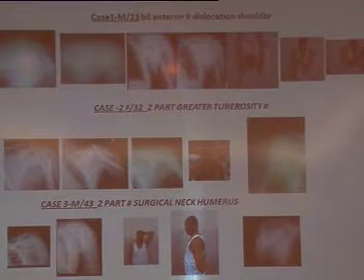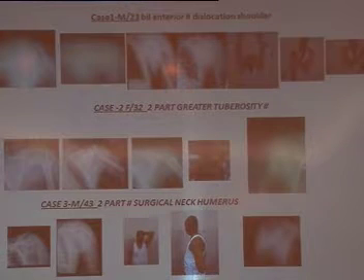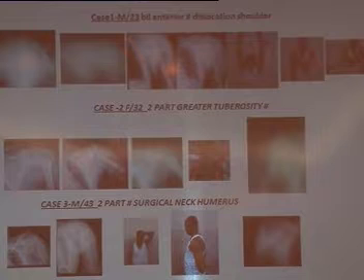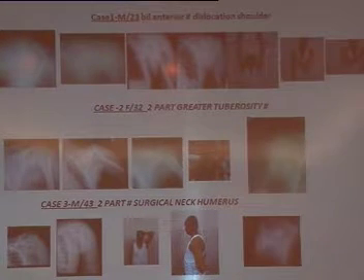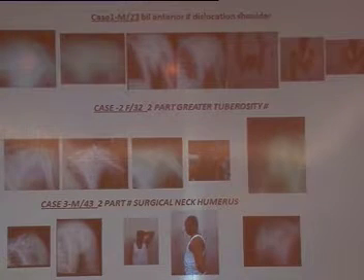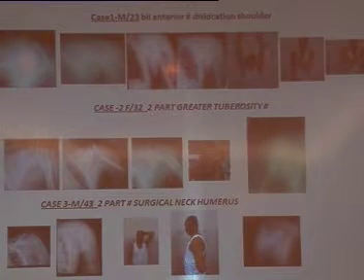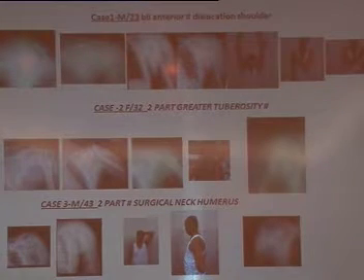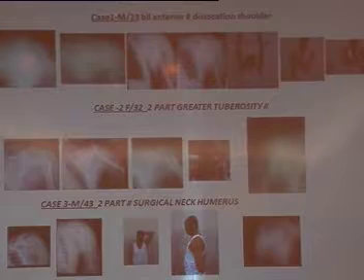These are the cases. This is a bilateral shoulder dislocation with an electric shock. This patient we reduced under general anesthesia and fixed with percutaneous fixation. Case number 2 is a 32-year-old female with a 2-part greater tuberosity fracture. We fixed with K-wire fixation and got an excellent result. The third case is again a 2-part surgical neck of humerus fracture. We fixed with K-wire fixation and got good results.